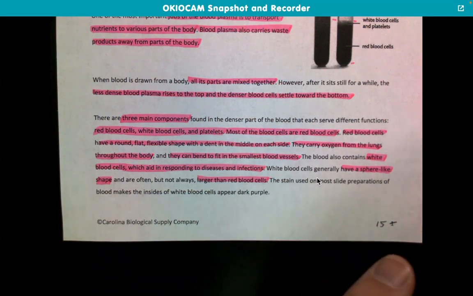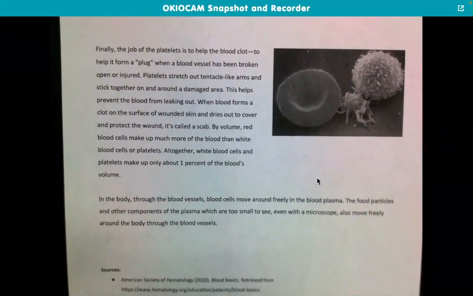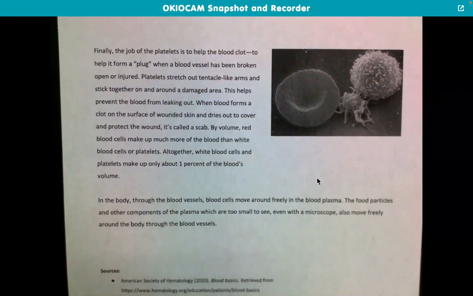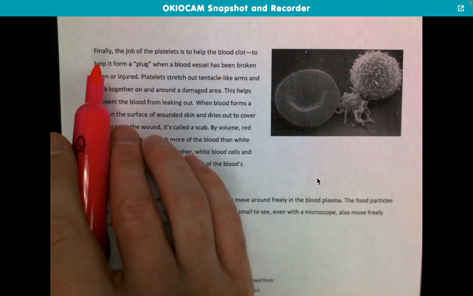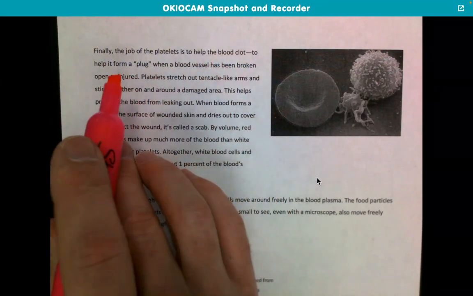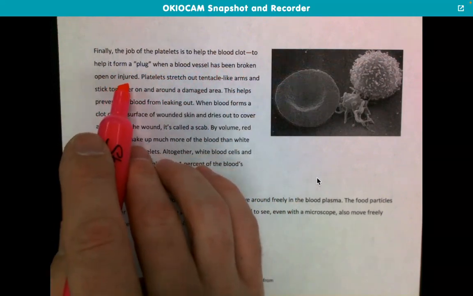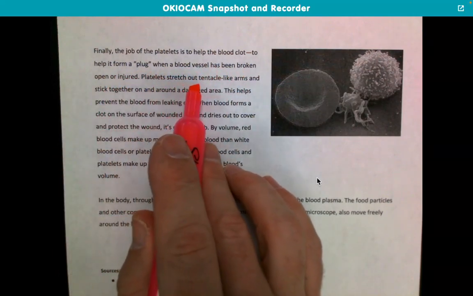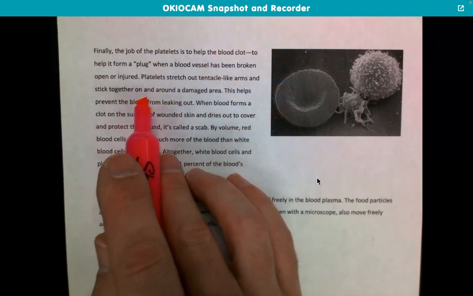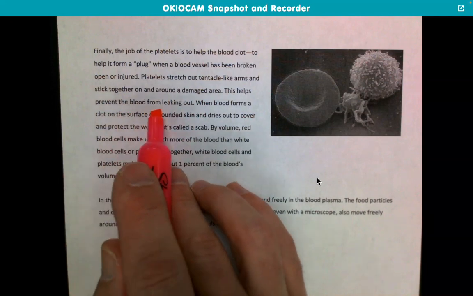From here, we're going to page 16. It's just a half page here. So it says, finally, the job of the platelets is to help the blood clot, to help it form a plug when a blood vessel has been broken open or injured. Platelets stretch out tentacle-like arms and stick together on and around a damaged area. This helps prevent the blood from leaking out.